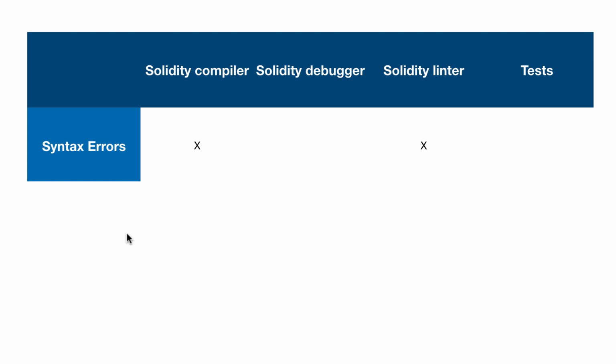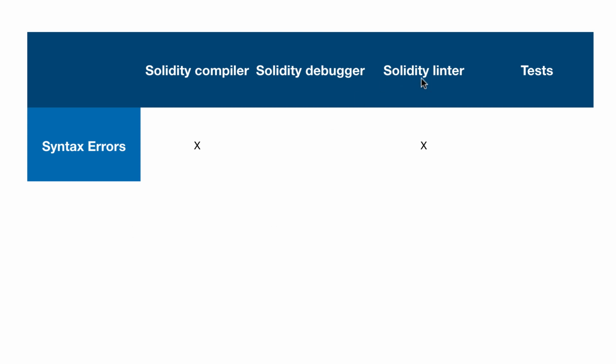So, for syntax errors, your main tool will be the Solidity compiler. The Solidity compiler is able to go through your smart contract and tell you if there are any syntax errors, and it will give you a hint for each of these, so it will be really easy to fix. Just follow the hint of the Solidity compiler.